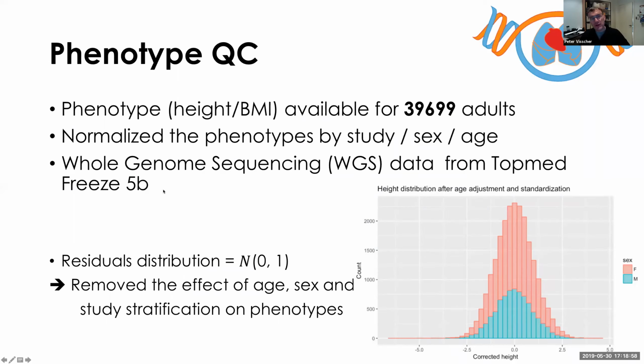Our colleagues at the University of Washington had already done a lot of QC on the phenotypes, and we did some extra ones where we basically removed the effects of sex, age, and specific study for mean effects or variance effects. And I should have said these data are from, I think, 16 different studies that are participating in the TopMed consortium.